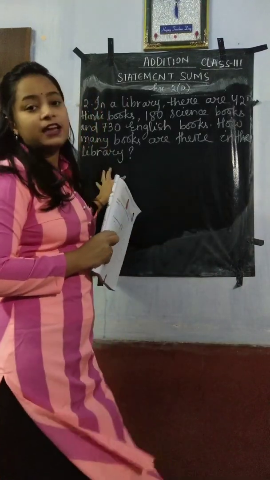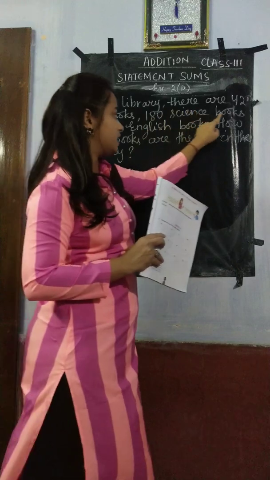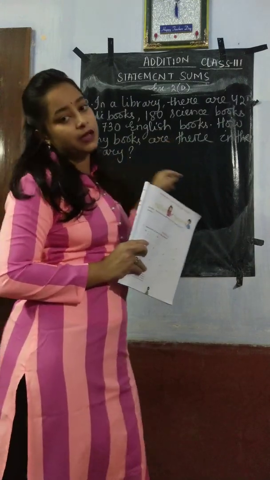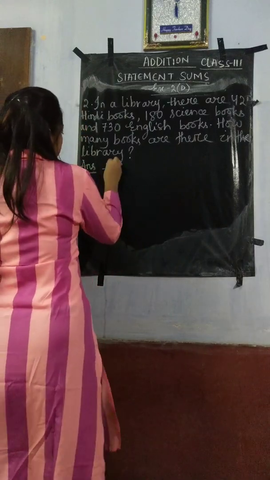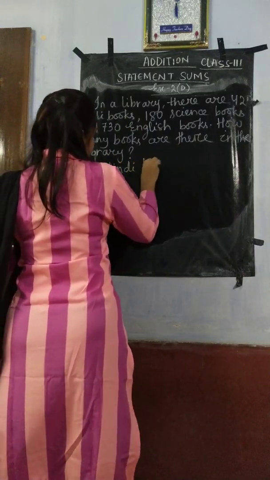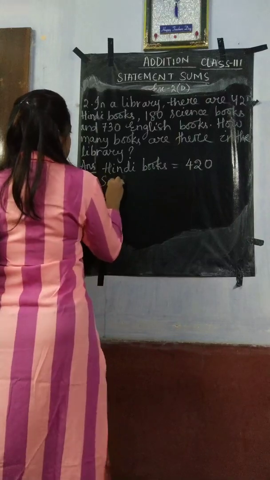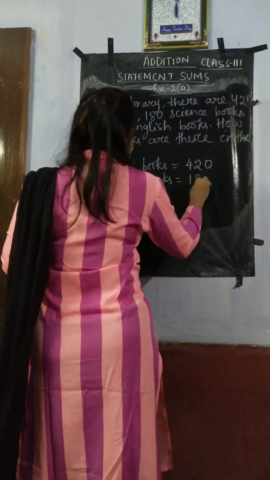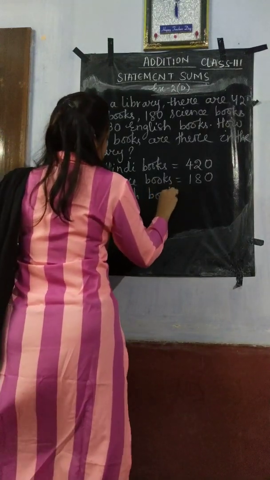Now it's the next question. In a library there are 420 Hindi books, 180 science books and 730 English books. So how many books are there in the library? As I told you, to find out how many, we will add. So let's write the statements for this question. First we'll write Hindi books is equal to 420. Science books is equal to 180. English books equal to 730.